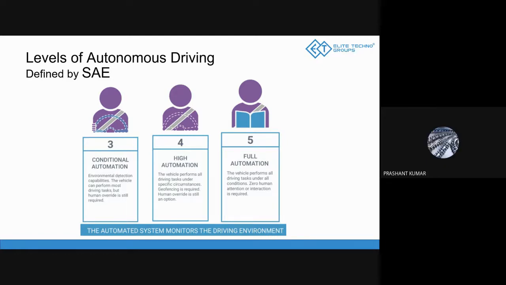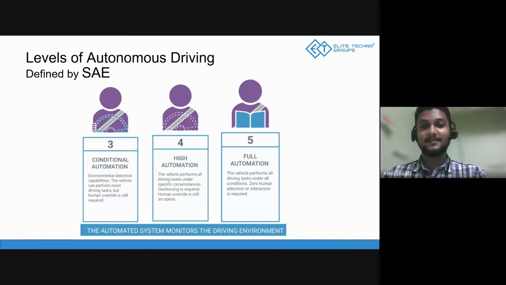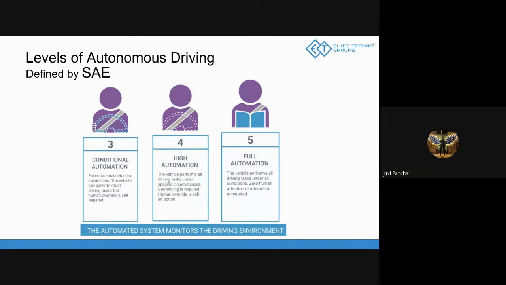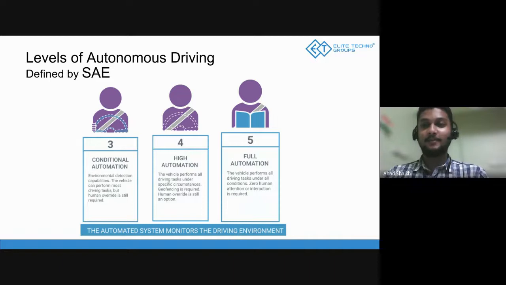ADAS technology, adaptive cruise control basically. When you set your vehicle at a certain cruise speed, let's say 60 kilometers per hour, and there comes a vehicle in front of you which is decelerating, your vehicle also automatically decelerates itself. So that's how we see level one autonomous driving in the XUV 700.